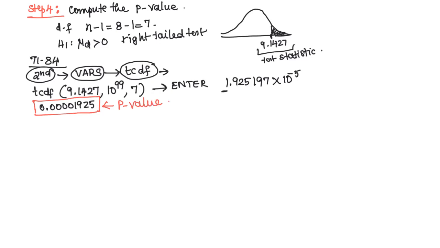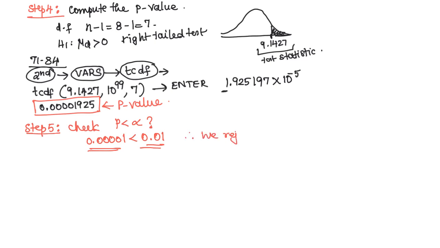Okay. Now in step 5, we need to check whether p is less than alpha or not. If it is less than alpha, then we reject the null hypothesis. So p we already got, that is 0.00001, and alpha is 0.01. So this is definitely smaller than this one. So therefore we reject the null hypothesis at alpha equal 0.01.